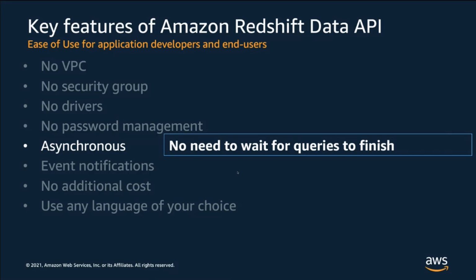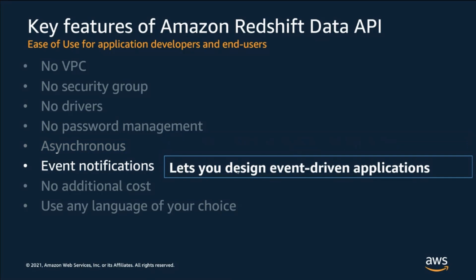Instead, you simply initiate the statement using Redshift Data API. After that, you can either poll Data API on periodic intervals to see if the statement got finished, or you can use event notifications, which are automatically sent by Data API to Amazon EventBridge or CloudWatch events to take further actions if necessary. This allows you to design event-driven applications with Redshift, which are getting very popular among our customers.